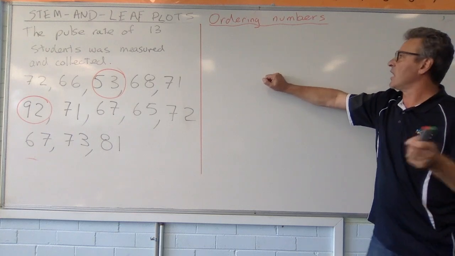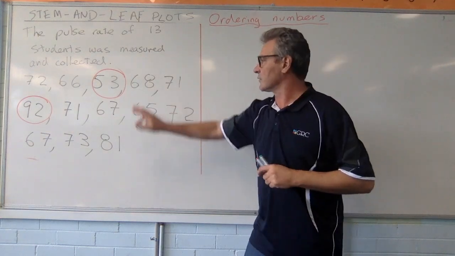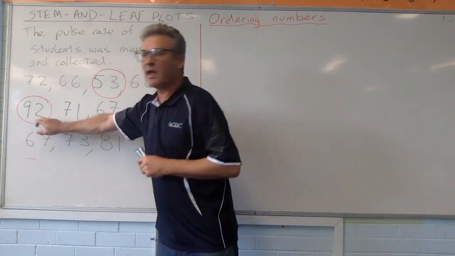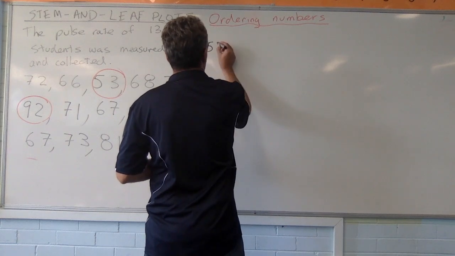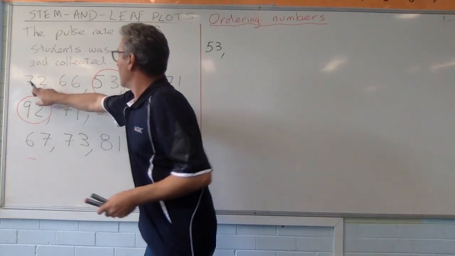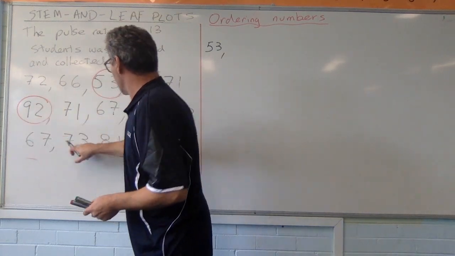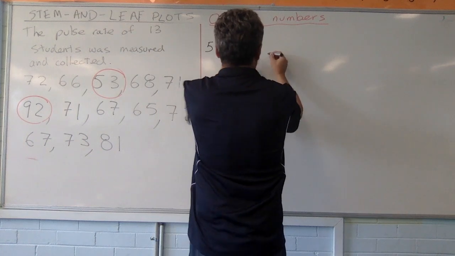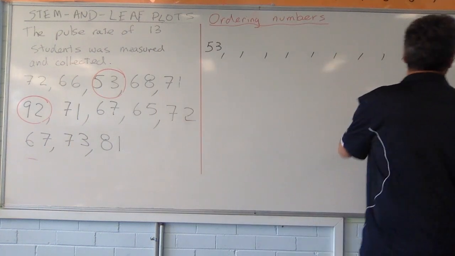Okay, what we're going to do now is look at ordering the numbers. We've got the data here. We've circled the smallest and the largest, and we'll now write them down. Here's the smallest number, 53. I'm going to leave certain spots. I'll count. 1, 2, 3, 4, 5, 6, 7, 8, 9, 10, 11, 12, 13. Over here, someone put a 92 down there.